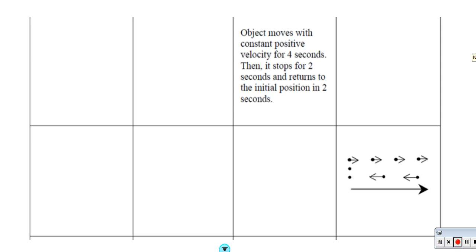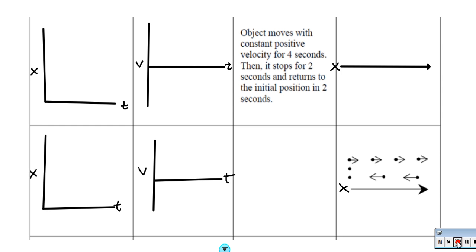Alright, now on the back we're given new descriptions of motion. We begin with a written description, and we have to derive the two graphs and the motion map. And in the second example, we're given the motion map and asked to write down the description and the two graphs. So reading this example here, it says that the object moves with a constant positive velocity for 4 seconds, then it stops for 2 seconds, returns to its initial position in 2 seconds.